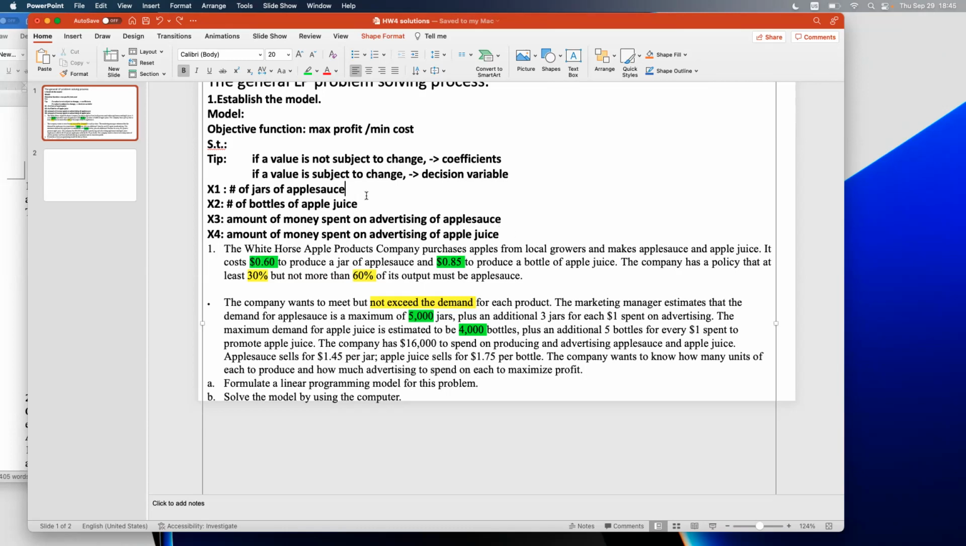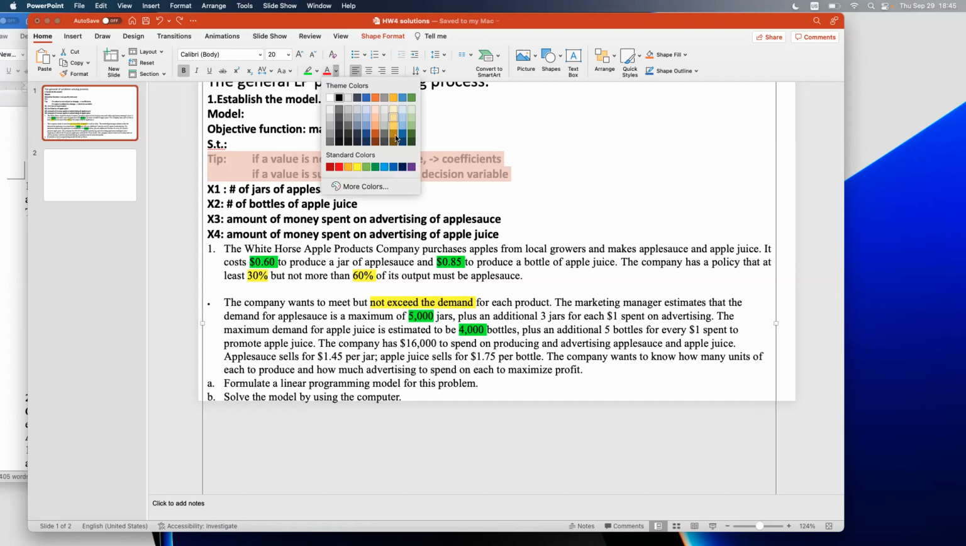Right. So how can we get that? So keep these 2. Auto highlight. Maybe a deeper one.